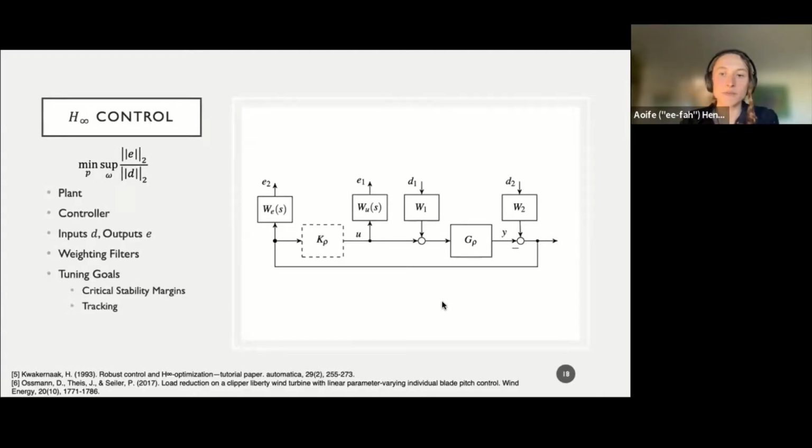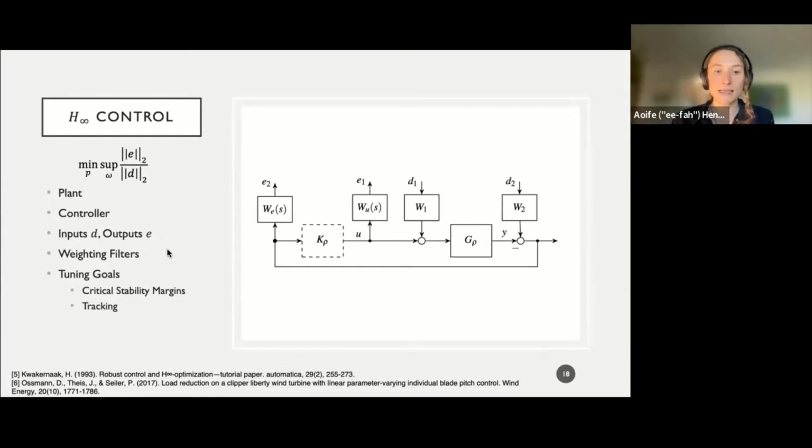This is a bird's eye view of the H infinity control system, where we have the plant, in our case, the linearized MBC transformed turbine, which will be parameter varying with the wind speed for our case. The tunable controller here, in our case, is a series of filters to filter out higher frequency loads, and also a block PI or proportional integral controller.